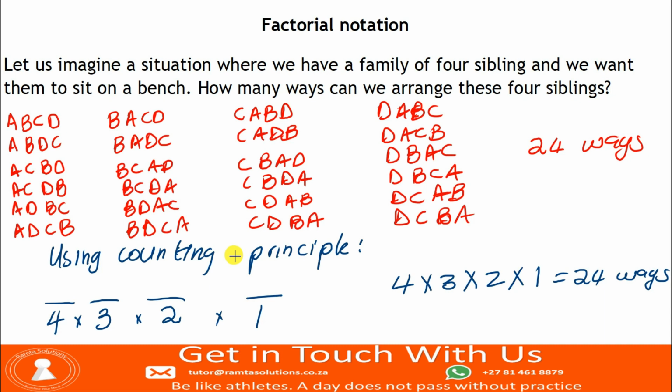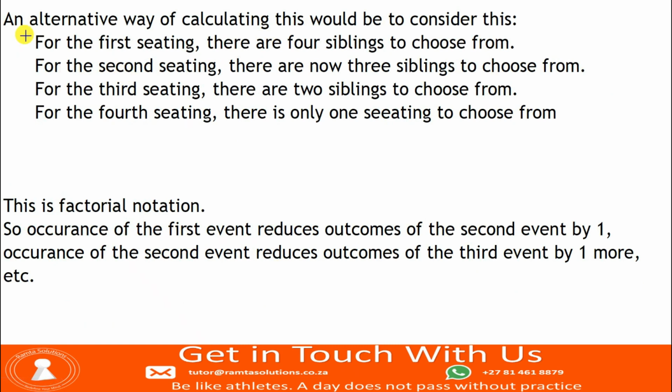But now let's proceed because we are looking at factorial notation. What you have seen is that for the first sitting, there were 4 siblings to choose from. And one of them sat and we were left with 3 for the second sitting. So for the second sitting, we have 3 siblings to choose from. Now one of them sits.